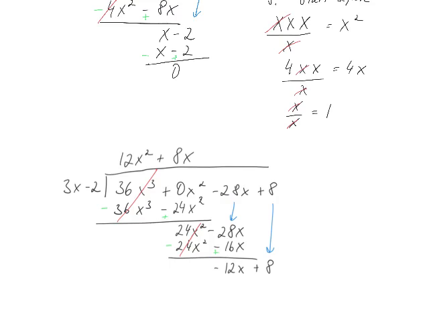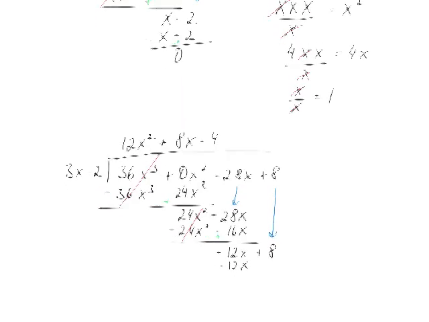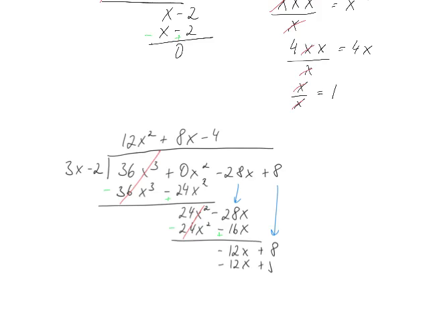Minus 12x divided by 3x gives me minus 4. Multiply back: minus 4 times 3x is minus 12x. Minus 4 times minus 2 is plus 8. Change the sign: this becomes a plus, this becomes a minus, and then minus 12x plus 12x is 0, and 8 minus 8 is also 0. That means we are done, and this up here is the solution.